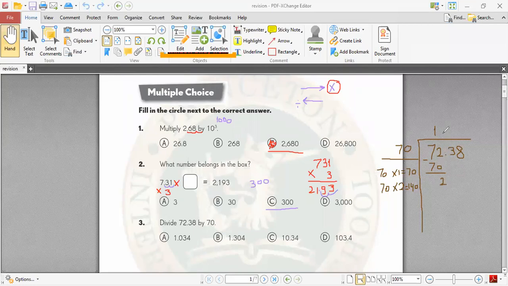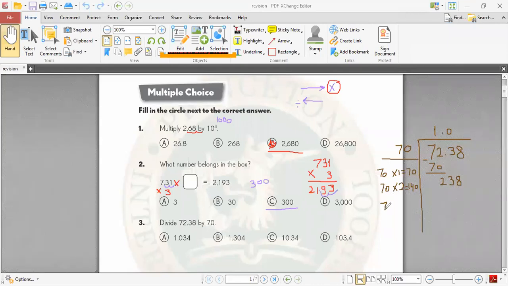The point is up. We have to bring it up and push down the 3. So this is 23. 23 divided by 70 can't be, because 23 is smaller than 70. So what we're going to do here is put 0 up and then bring down the 8. 238. I think we need to write more because 238 is bigger than 140.